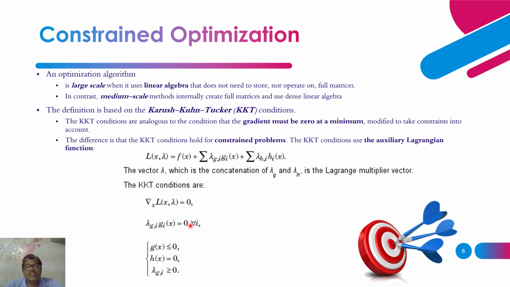Apart from this, what you should remember, as I told you already, is that lambda g should be greater than or equal to 0, and h of x is equal to 0 constraint. g of x, in this case, is a less than or equal to 0 constraint. So that is about the details of constrained optimization.